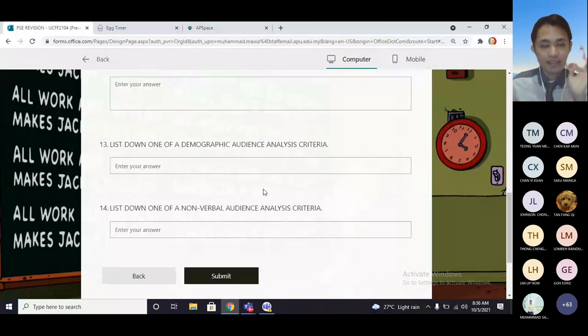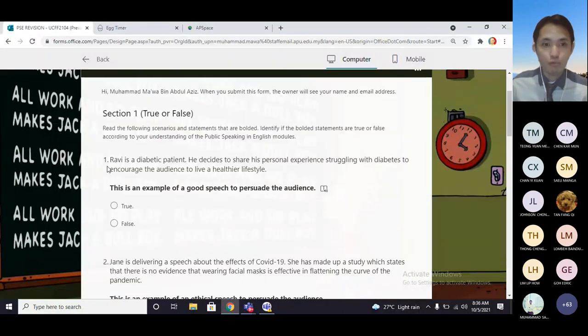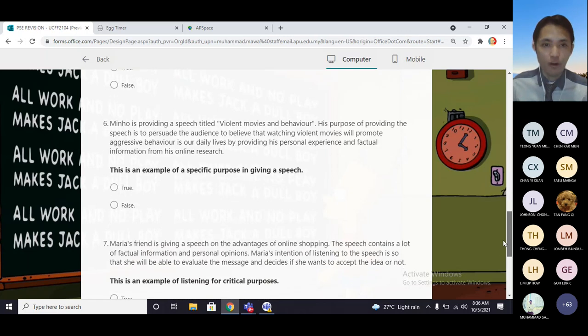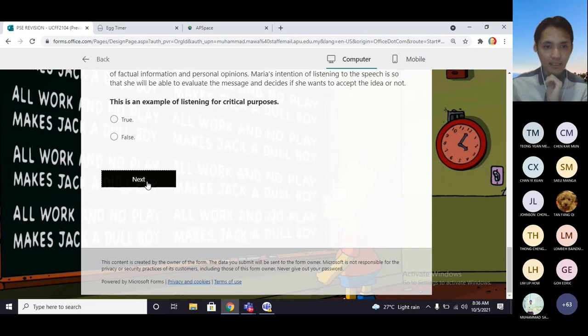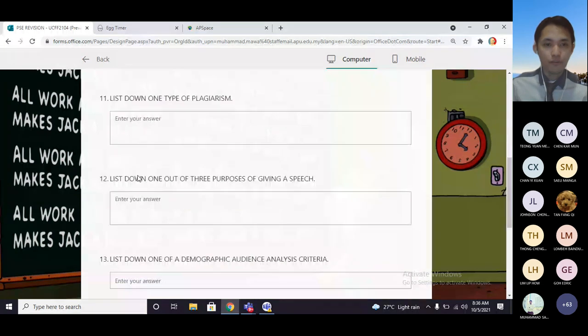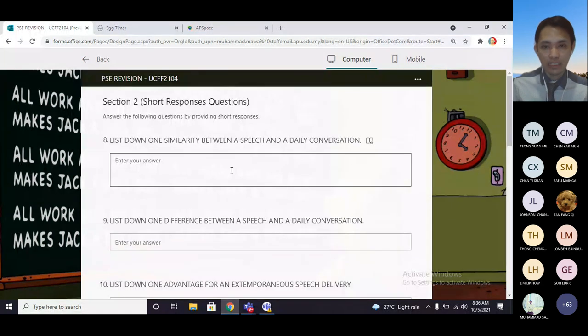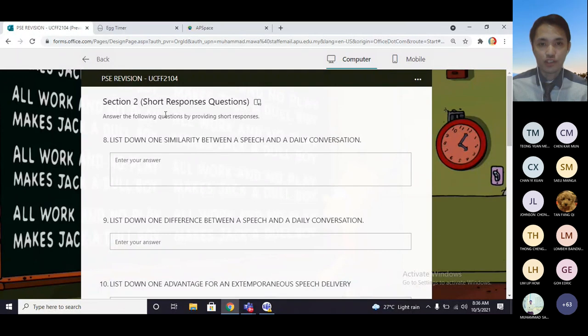Okay, so you have two sections. 14 questions. 1 to 7 is just true and false. You're going to read the scenario and the statement, and you're going to decide if they are true or false. Okay, as easy as that. And then 8 to 14 is just basically listing down. It's just a short response question. You can refer to your slides if you want to. If you want to recall from your memory, that's also fine. Okay, make sense?